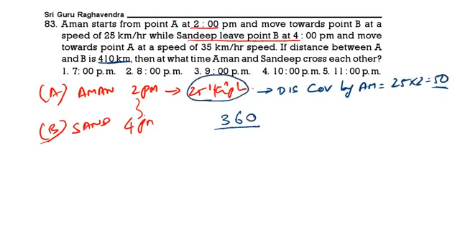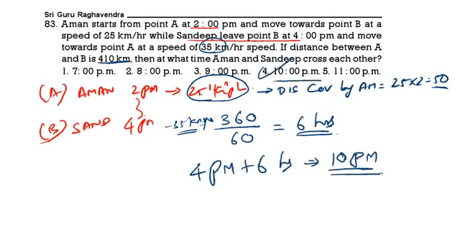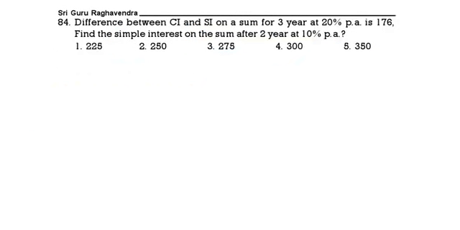Aman's speed is 25 km per hour. Sandeep's is 35 km per hour. So one is 25, one is 35, and both are moving in opposite directions, so the relative speed will be equal to 60. So they will cross in 6 hours. That means from 4 p.m., 6 hours, they will meet at 10 p.m. 10 p.m. is the correct answer. Next, see the next question.